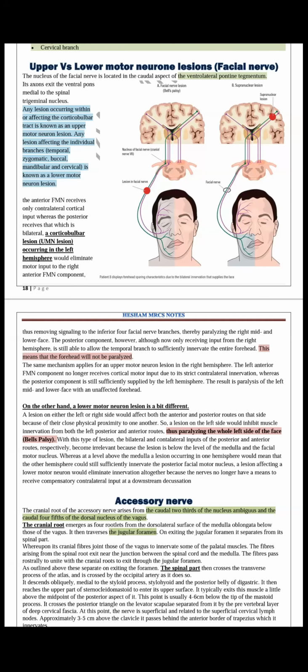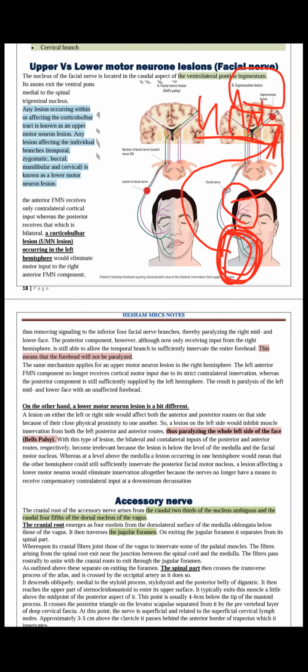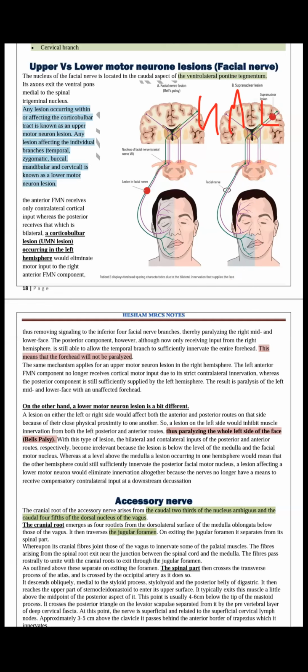I will show you a photo of upper and lower motor neuron lesions. This is the side of the face. This is a lesion, a supranuclear lesion. What is meant by supranuclear lesion? This is an upper motor neuron lesion. Here, there is no paralysis of this side because it's supplied from the opposite side. But here it will be paralyzed. Why? Because it's supplied from here.